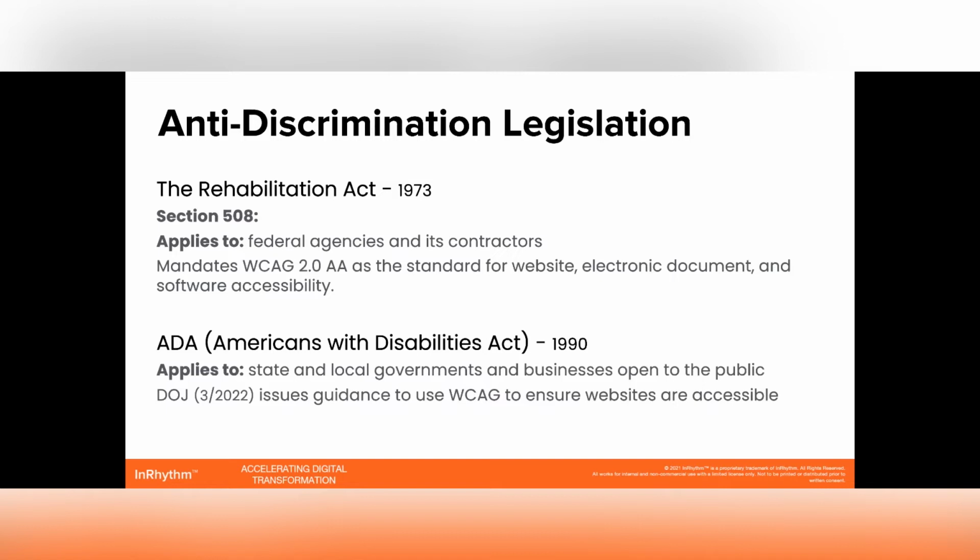And the response was to pass anti-discrimination legislation. The most important for our purposes here are the Rehabilitation Act of 1973's Section 508, which applies to federal agencies and its contractors. It mandates WCAG 2.0 Level A as the standard for website, electronic document, and software accessibility. And I'll explain what WCAG is in the next slide.